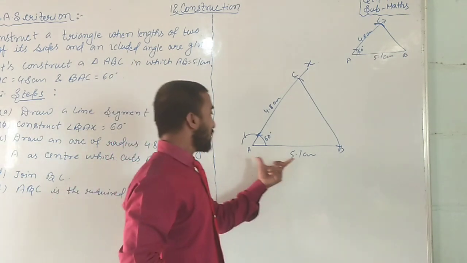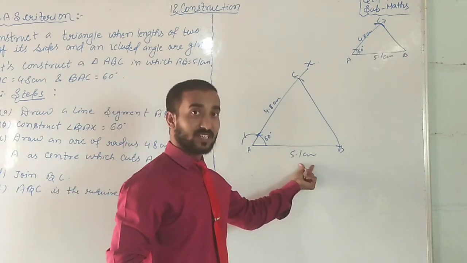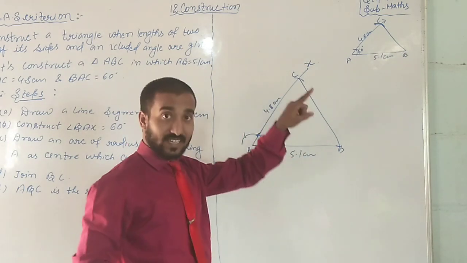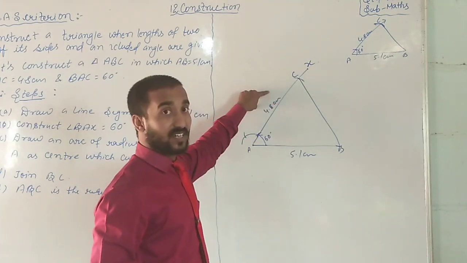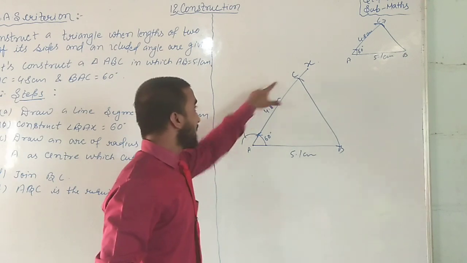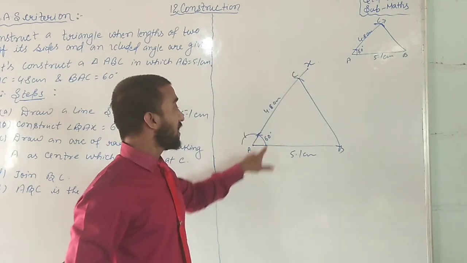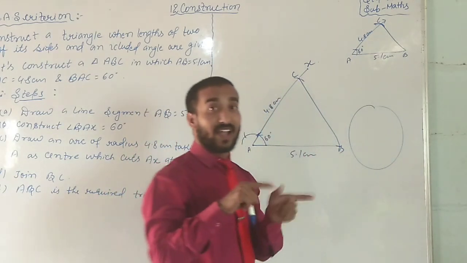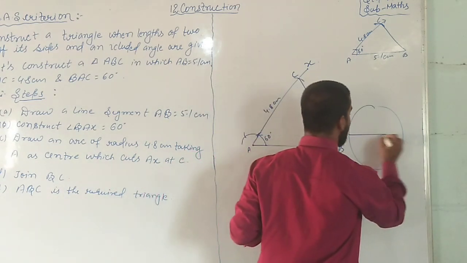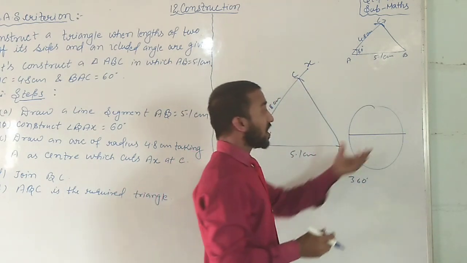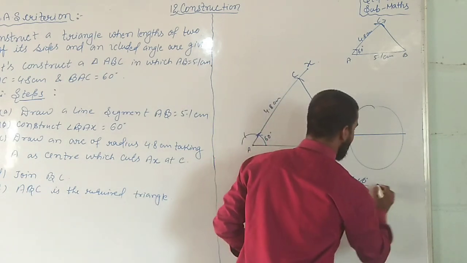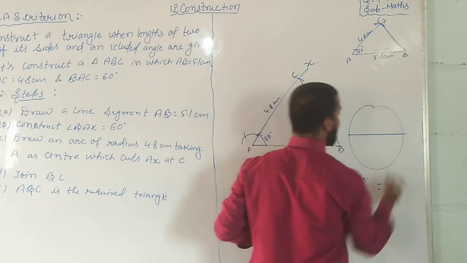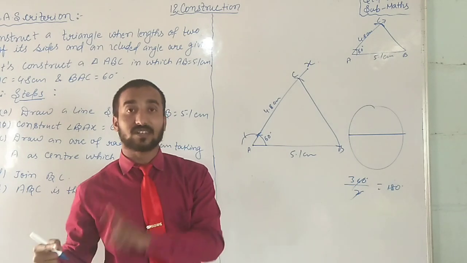We need side AB equal to 5.1 centimeters. Already 5.1 centimeters, and we need 4.8 centimeters AC on X. So on X we have drawn 4.8 centimeters, and also we need BAX equal to 60 degrees. We have drawn 60 degrees. Okay, students. So always be careful. The sum of angles of a circle is always 360 degrees. So half of the circle, just divide it, will be 180 degrees. So whenever this is 180 degrees, we can say a straight line always forms a 180 degree angle.